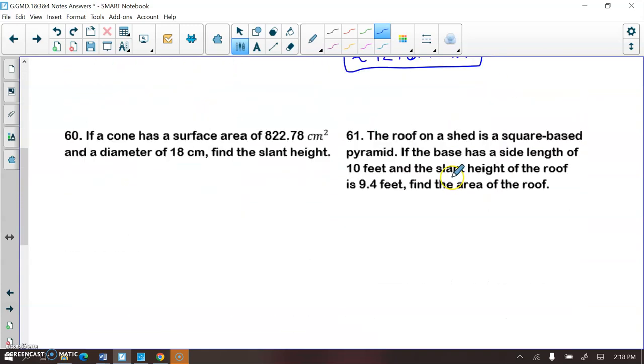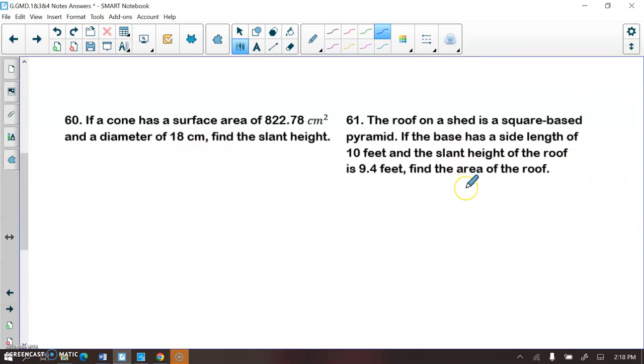All right, going down to our last 2 problems here. I have a cone with a surface area of 822.78. So this is my surface area, and this starts setting up a problem. My diameter is 18, so that means that my radius is 9. So the surface area of a cone is pi times my radius times my slant height, which is what I'm trying to find, plus pi r squared, so pi times 9 squared.